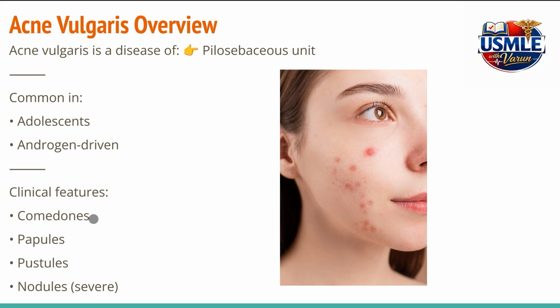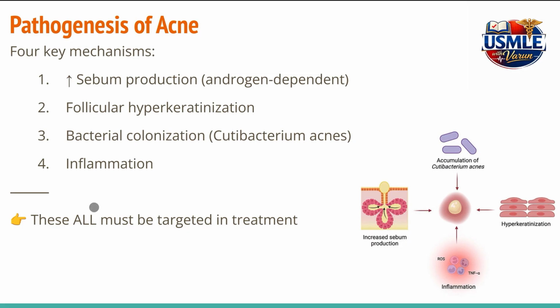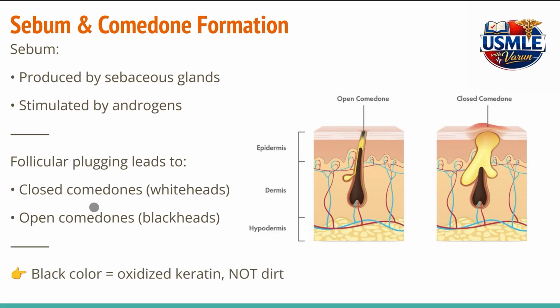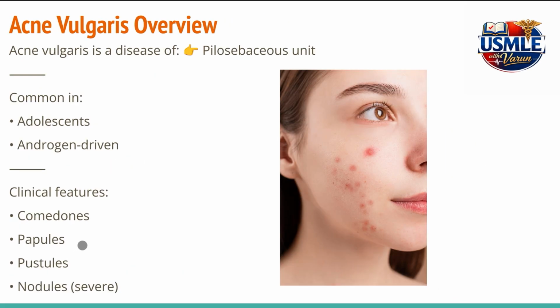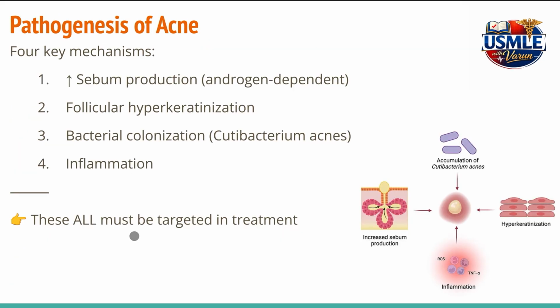Clinically, acne presents in different forms depending on the severity. You may see comedones, which are the earliest lesions, then inflammatory lesions like papules and pustules, and in severe cases, there may be nodules and cysts. So already we are seeing a progression from non-inflammatory to inflammatory disease. That progression is extremely important for both understanding and treating this condition.